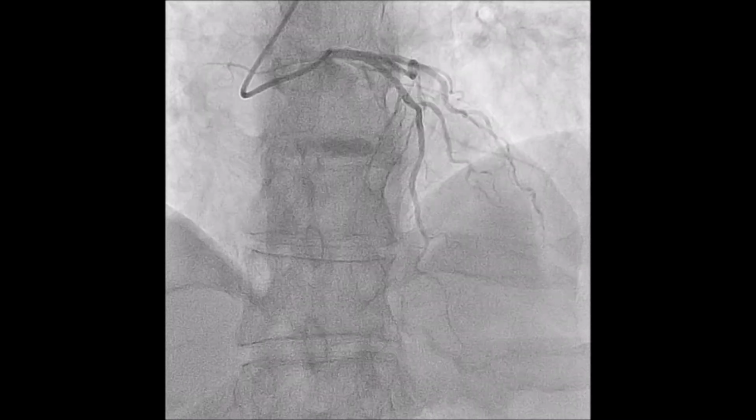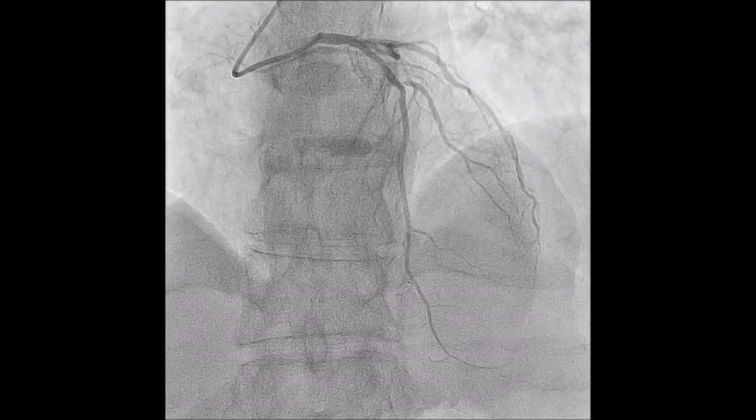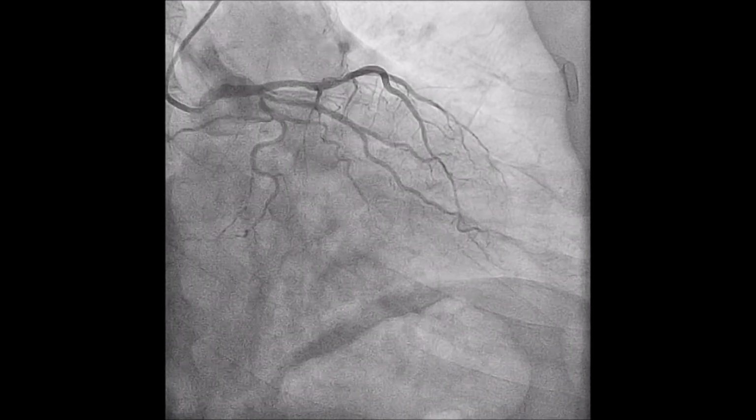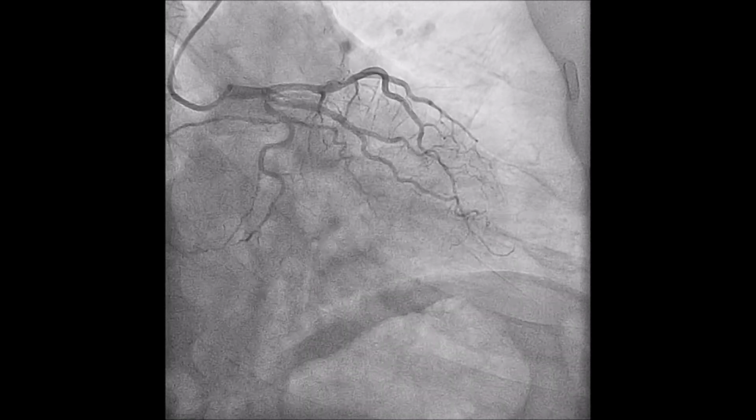In this way, cardiac catheterization is preferably performed in the period of the next 24 hours, and as you can see, no significant coronary lesions exist in the left tree. Let's take a look at the right coronary tree.